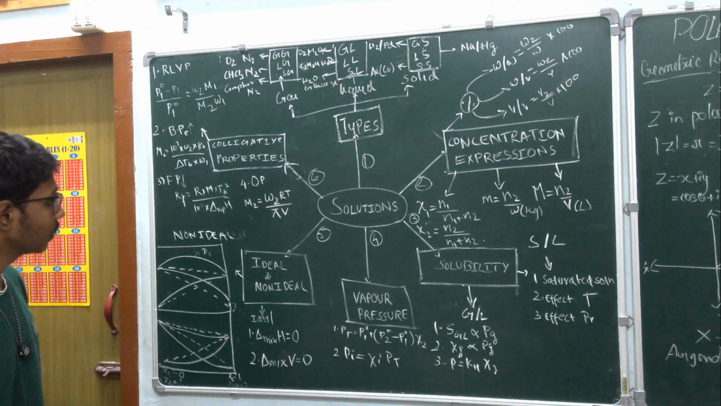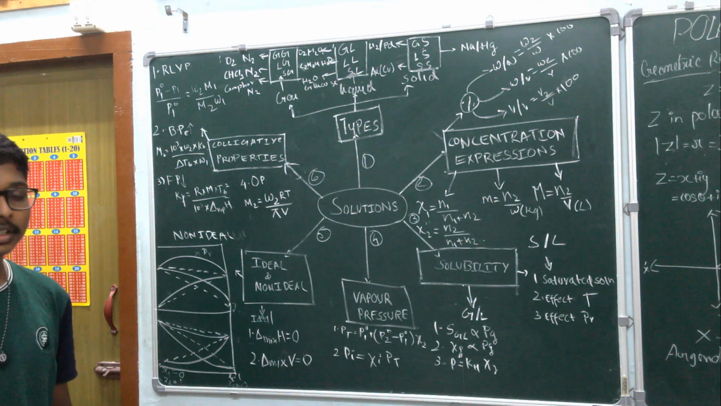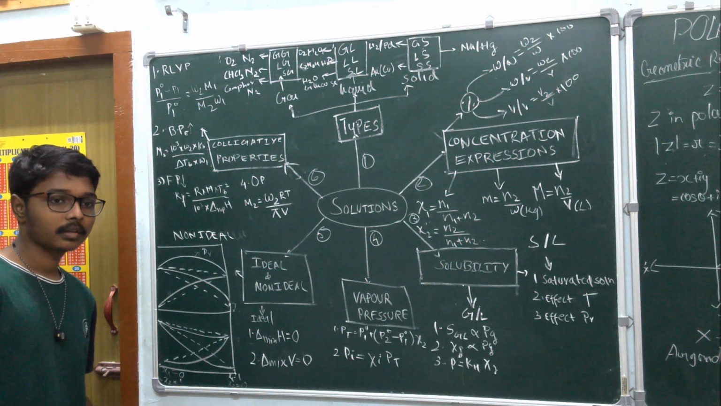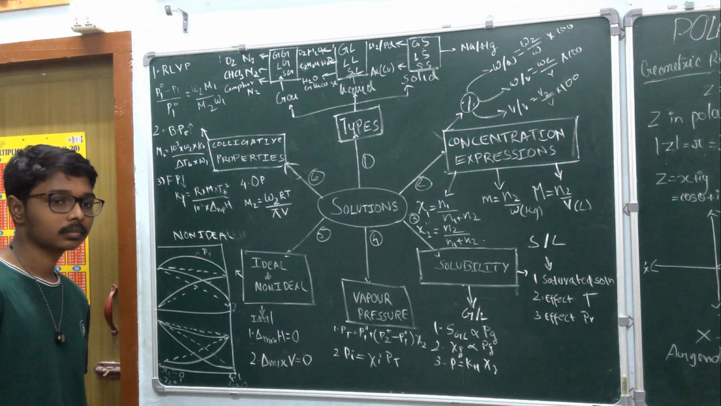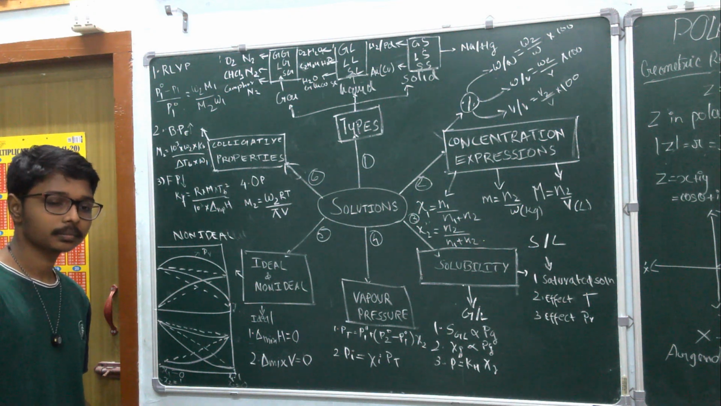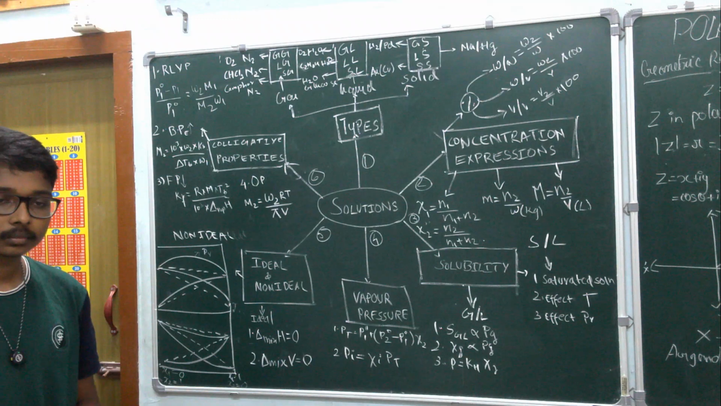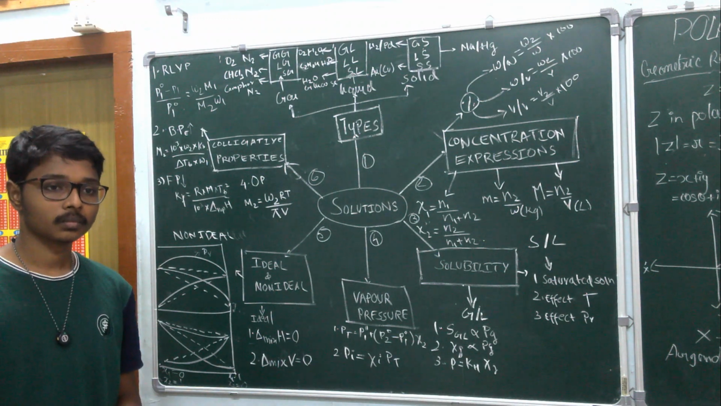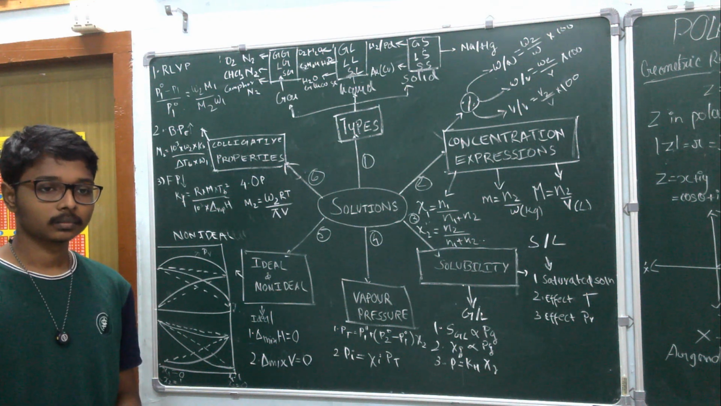Cryoscopic constant, or molar depression constant. Freezing point depression is the drop in the freezing point. For example, when you take ice and add sodium chloride, it drops to -4, -7, like that. So that is a depression of freezing point.